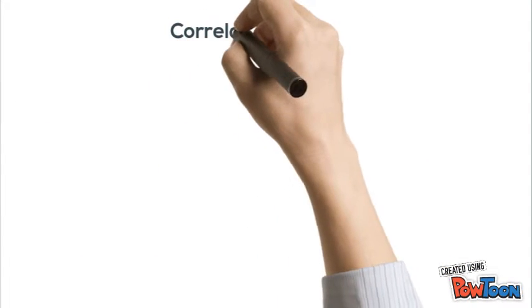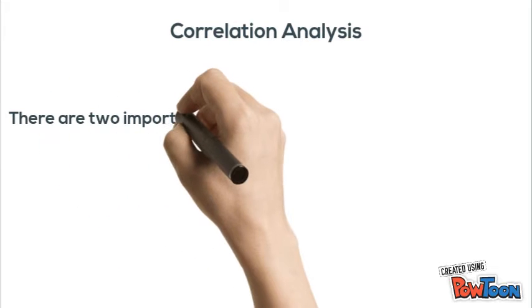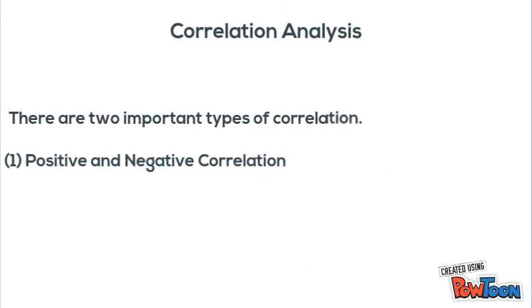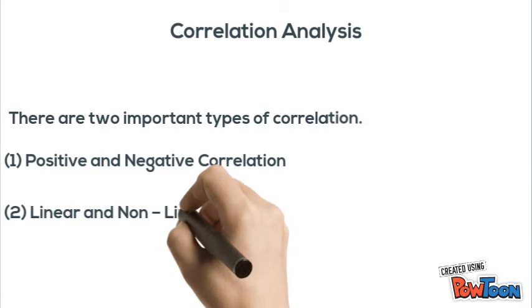Next is correlation analysis. There are two important types of correlation. 1. Positive and negative correlation. 2. Linear and non-linear correlation.